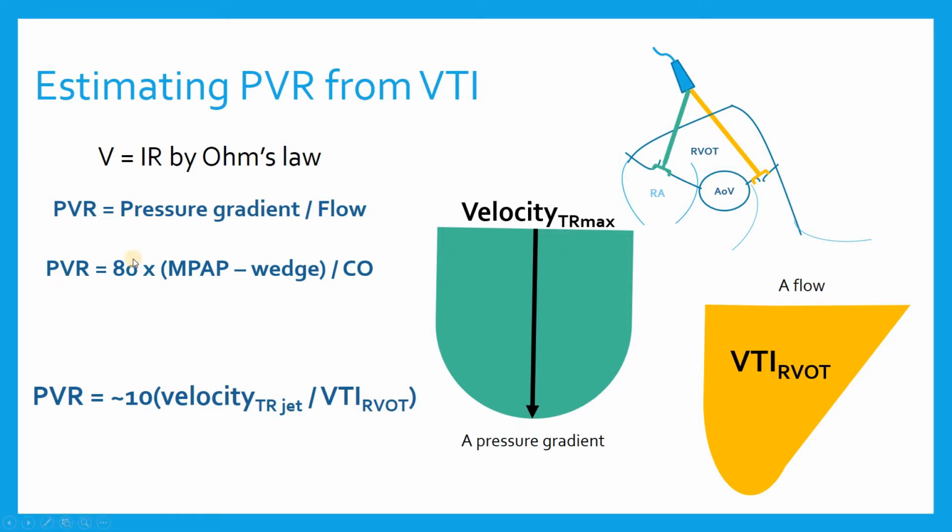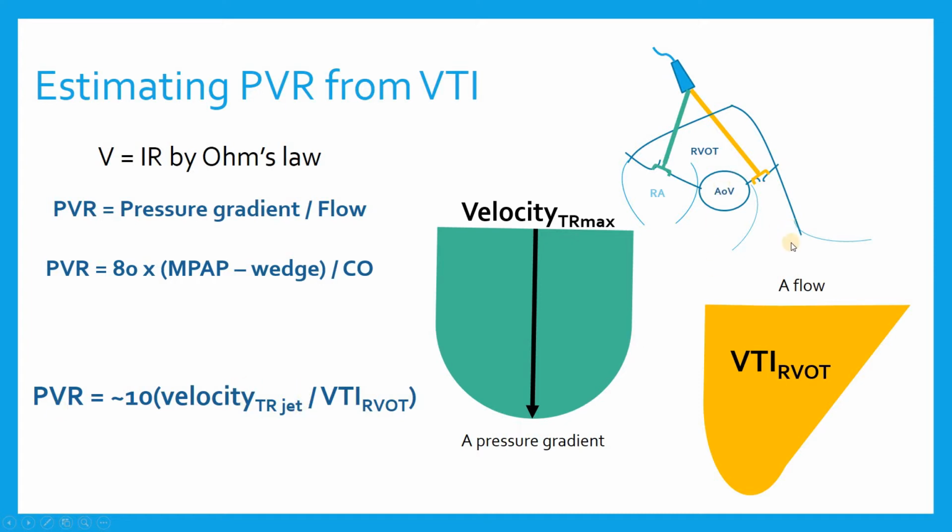Now, that's not what I'm looking at when I'm looking at a Swan, but we'll get back to that in a minute. But I can get some pressure gradient that reflects my RV systolic pressure, and I can get a flow. That flow is going to be characterized by my velocity time integral through my RVOT. That's a surrogate of flow, right? I'm going to ultimately use that for a stroke volume and a cardiac output. And using these two surrogate measures, I can actually estimate PVR. So it's pretty cool, right?